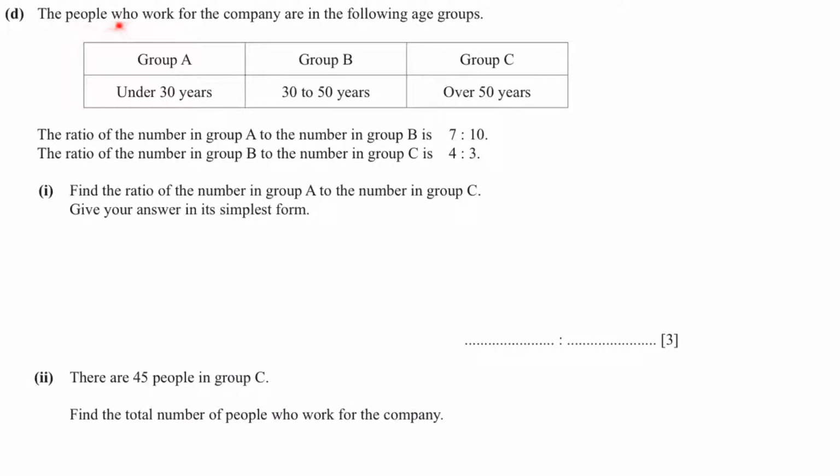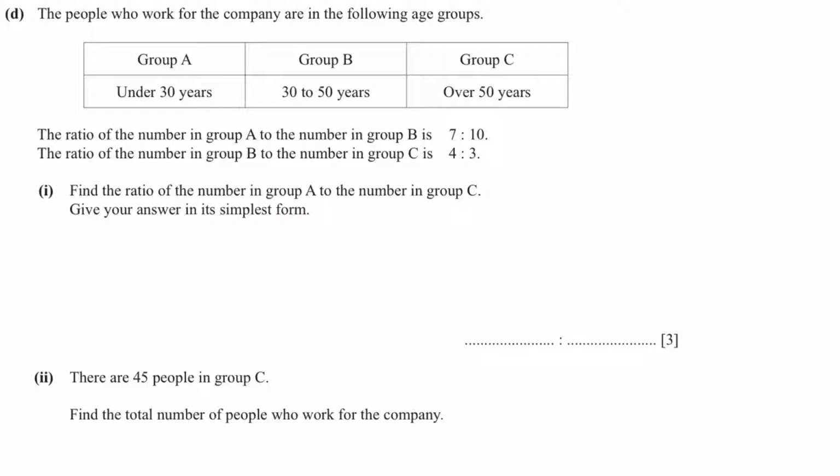In D, the people who work for the company are in the following age groups. So we have Group A, Group B, and Group C. The ratio of the number in Group A to the number in Group B is 7:10. And the ratio of the number in Group B to the number in Group C is 4:3. D1, find the ratio of the number in Group A to the number in Group C. Give your answer in its simplest form.